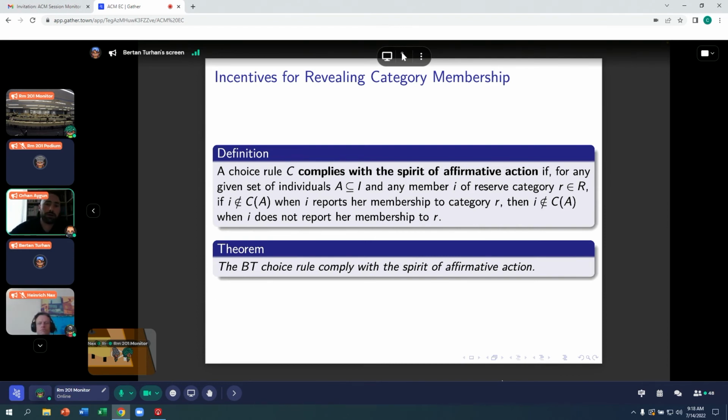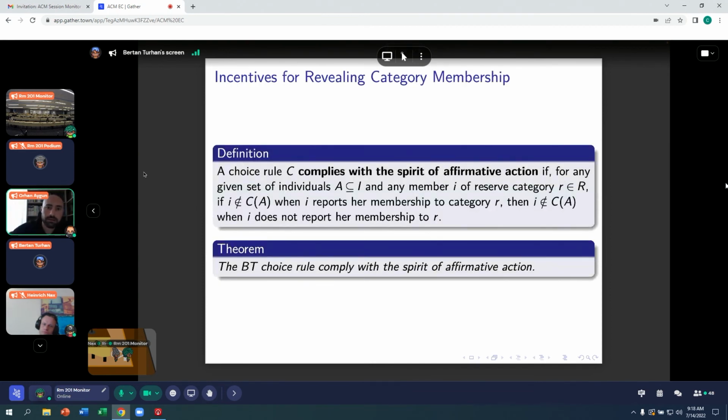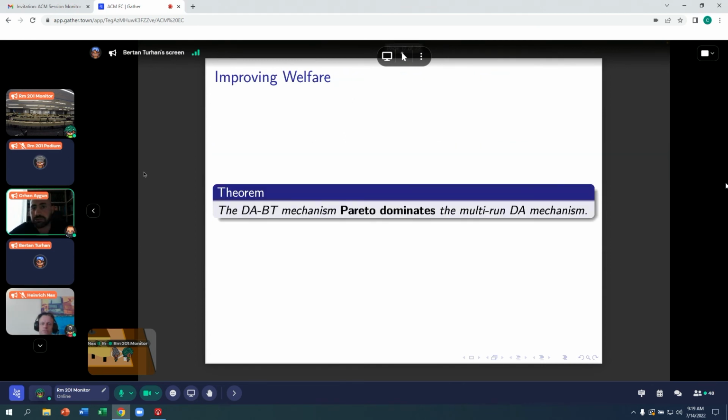Okay. So the good thing about this choice rule is that it complies with the spirit of affirmative action, which means declaring reserve category membership always makes agents weakly better off. It's always better for students. So misleading by not declaring category membership is not going to happen here. And also, the deferred acceptance algorithm induced by the backward transfer choice rule Pareto dominates the multi-run DA mechanism.